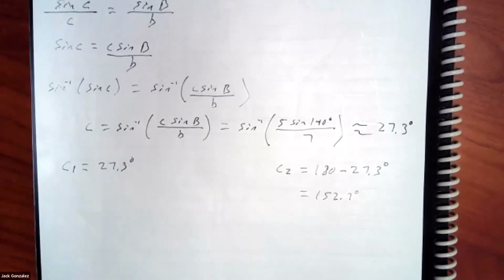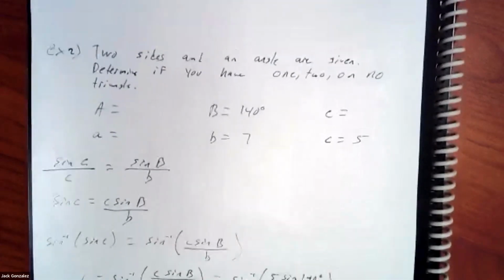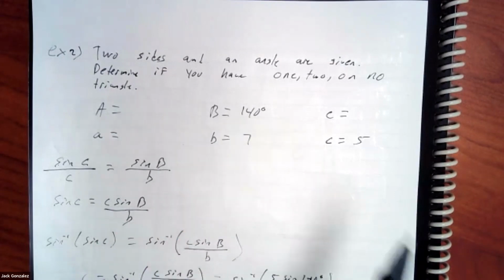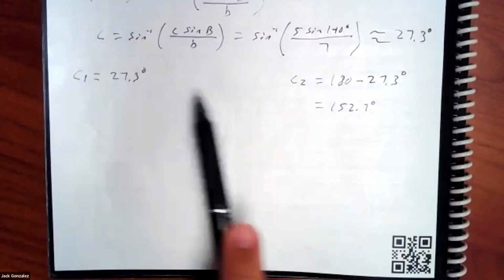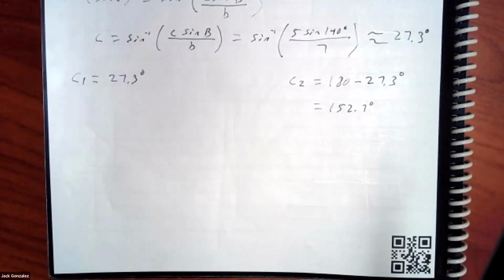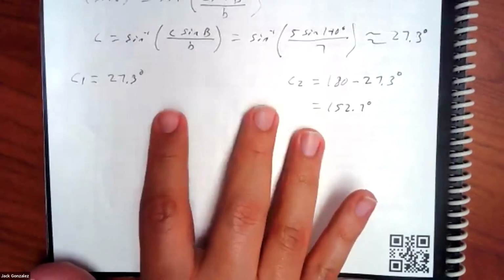And then check: do both of these work in this triangle? If both solutions work when you add them to B, then you have two triangles. If only one of them works, then you only have one triangle. If neither of them works, then you probably have none. But usually the none scenario happens when you get an error. You're trying to solve for B or C, and the calculator says error. You just stop right there, say no solution and move on. Don't waste your time. But if you get a solution, you have to check both.